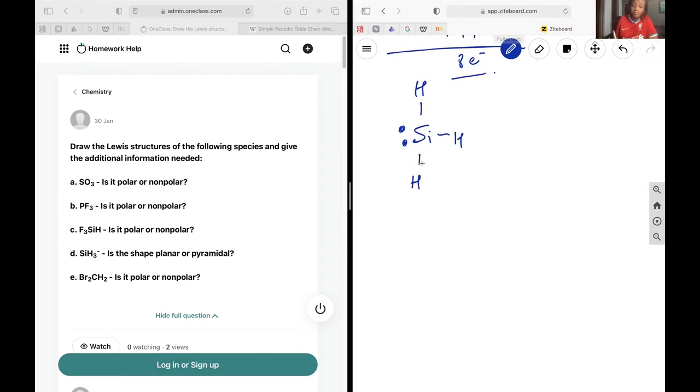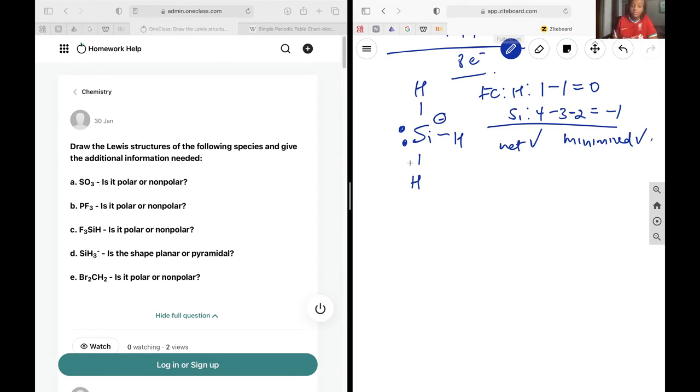Now, check my formal charges. On my hydrogens, it is 1 minus 1, giving me 0. On my silicon, I have 4 minus 3 minus 2, giving me that -1 charge that I was looking for. The net adds to what it's supposed to be, and it is indeed minimized. Hence, this is going to be my best Lewis structure. Now I go about drawing its VSEPR.